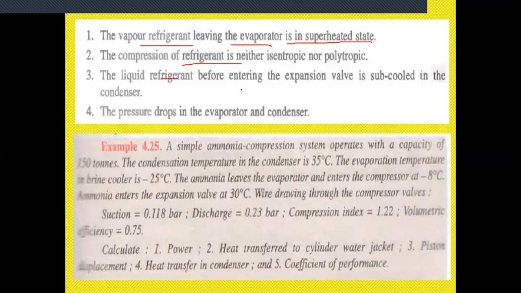The liquid refrigerant before entering the expansion valve is subcooled in the condenser. Third, that liquid refrigerant before going to the expansion valve is subcooled in the condenser. Then there are pressure drops in the evaporator and the condenser. These are the main points regarding the actual vapor cycle. Based upon this actual vapor cycle graph, or based upon the question, we will discuss some of the problems.